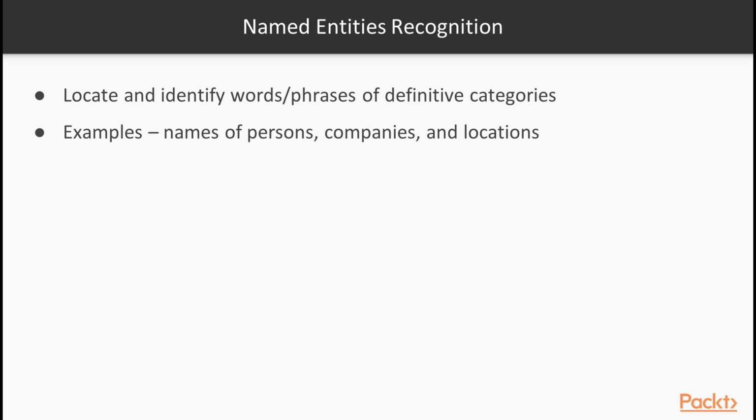The third one, named entity recognition. Given a text sequence, the task of named entity recognition is to locate and identify words or phrases that are of definitive categories, such as names of persons, companies, and locations.